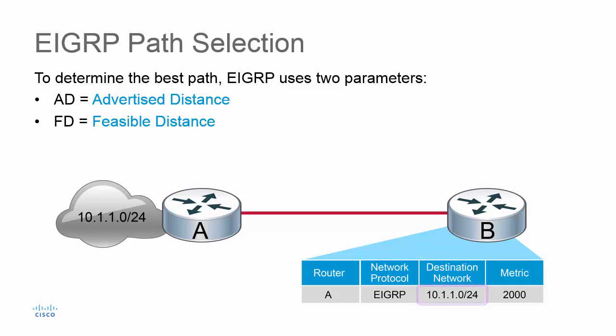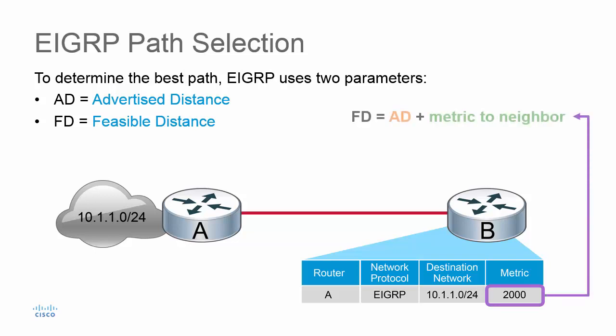Router B gets information from router A that network 10.1.1.0/24 is reachable via router A, and the metric to reach this network is 2000. So how was this metric populated? The metric equals the feasible distance for this network. And what is the feasible distance? Feasible distance is the sum of the advertised distance learned from router A and the EIGRP metric for router A to reach router B. As you can see, the advertised distance in this example equals 1000.